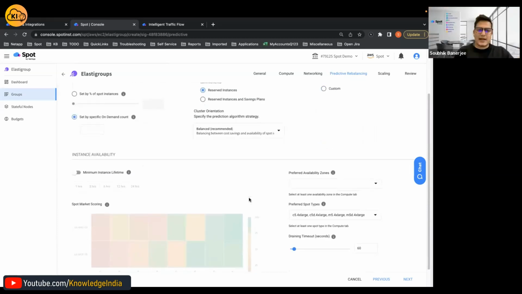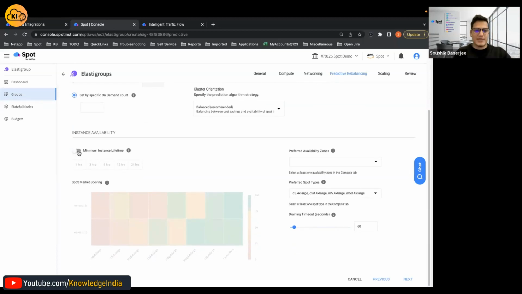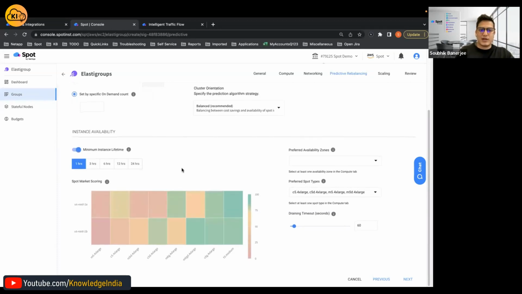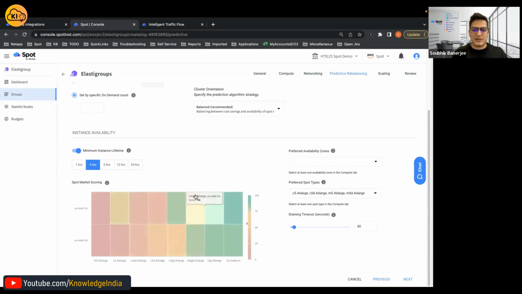Yep. And next is basically instance availability. This is where you can select a minimum instance lifetime. We selected the Spot scores and the Spot instances. You can think of this as a subset of the instances that we selected in the compute part. This just gives you the scoring based on hours. So for example, say you need to run a batch process for 2 hours. You need the availability for a minimum of 3 hours. So you just select 3 hours and see what scores give you the best one. And you can select a preferred availability zone and instance type based on that.